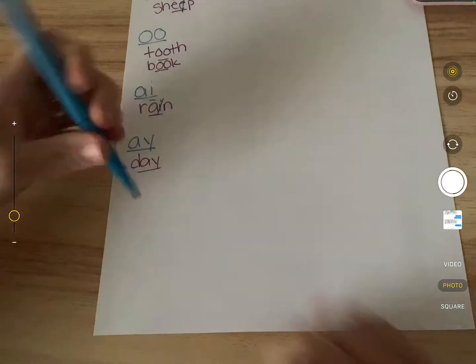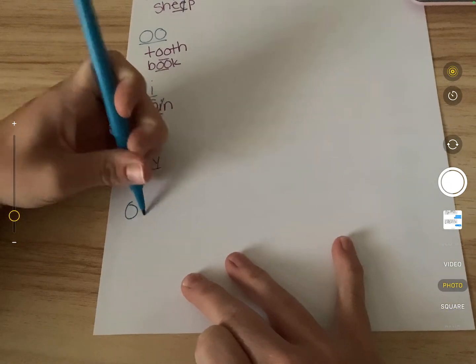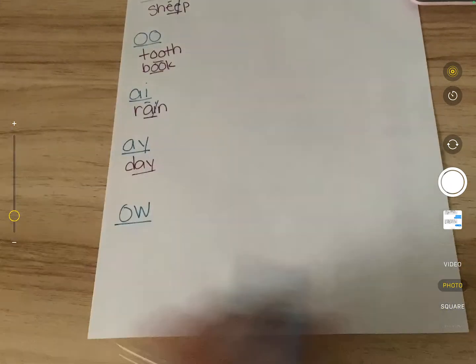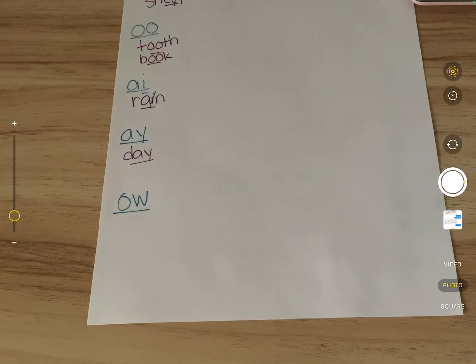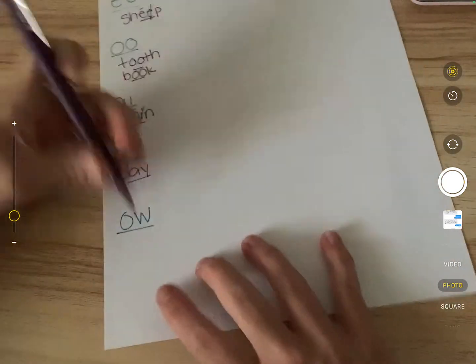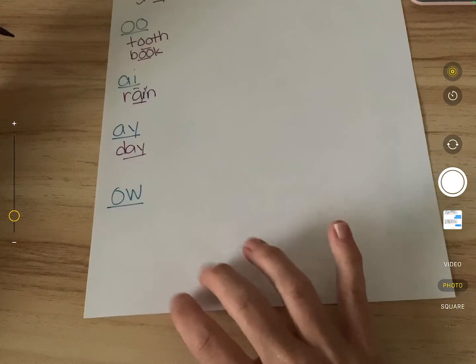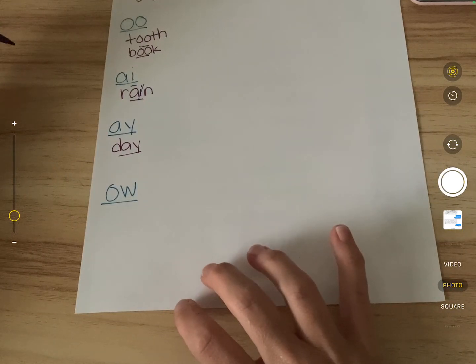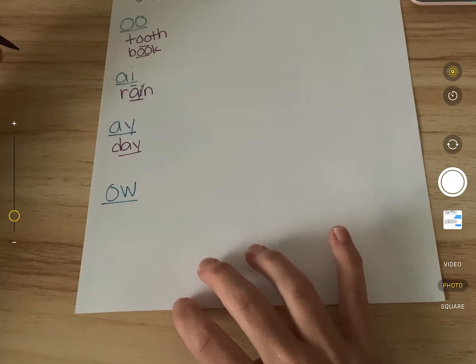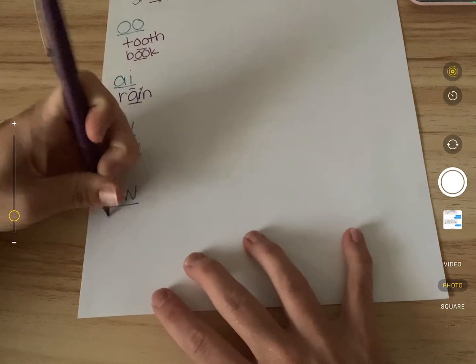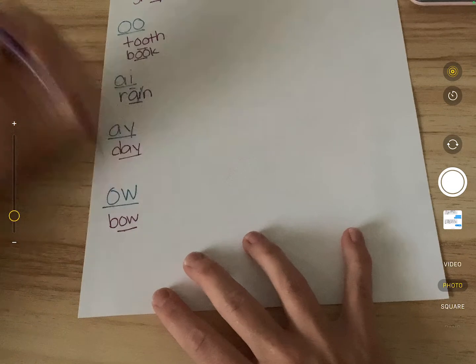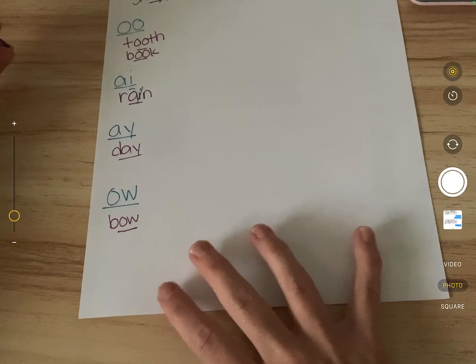All right, we also have OW. Pause me to say what OW says if you know. OW says O, like, ooh. Think of a word. Pause me to think of a word if you haven't thought of one yet. It says O. A word that I thought of was bow. Bow.